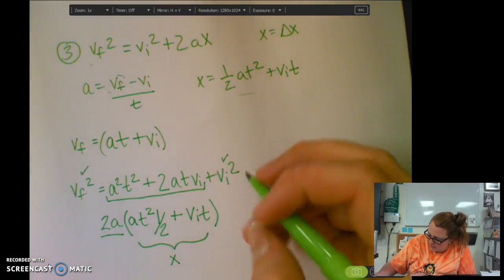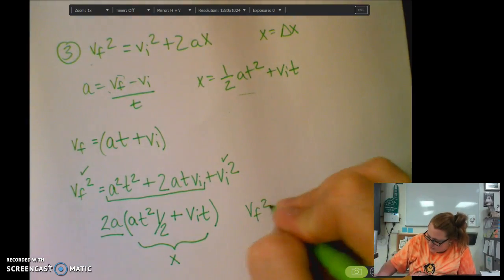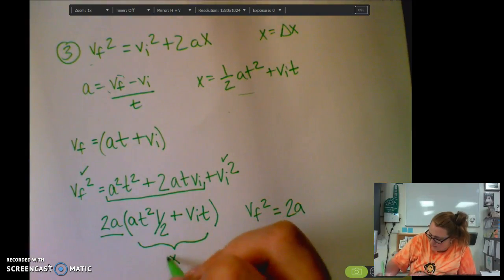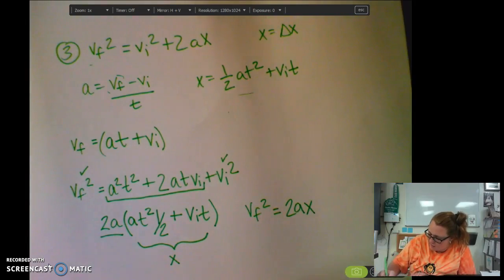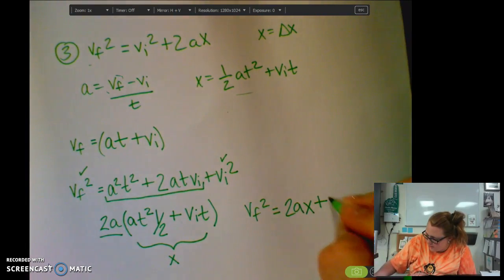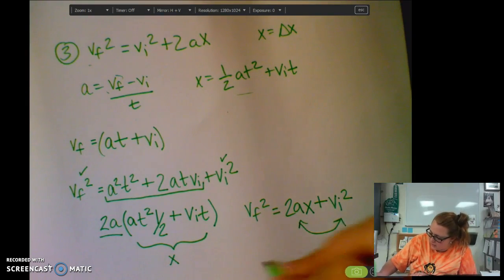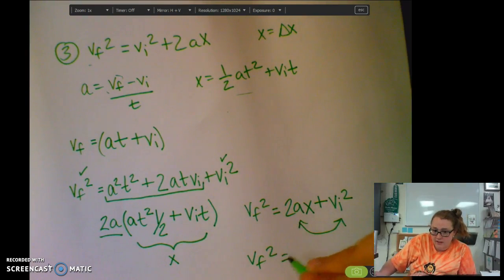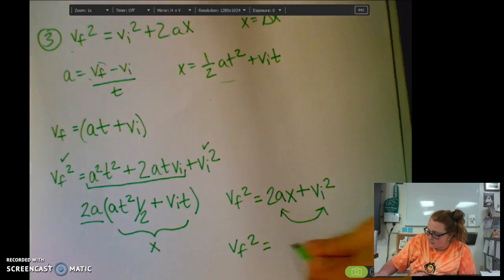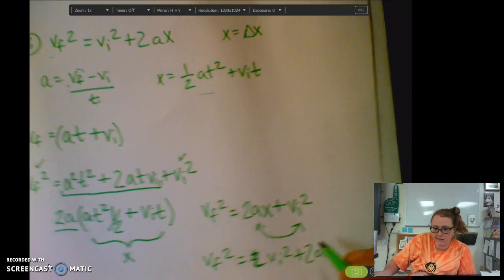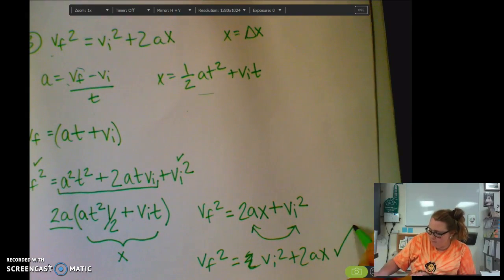I'm going to just simplify now. vf squared equals 2a times x, or delta x, plus vi squared. And of course that can be rearranged to say vf squared equals vi squared plus 2ax. Great. We are done with that.